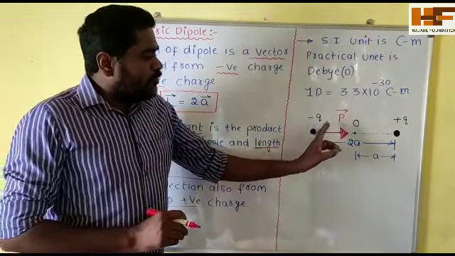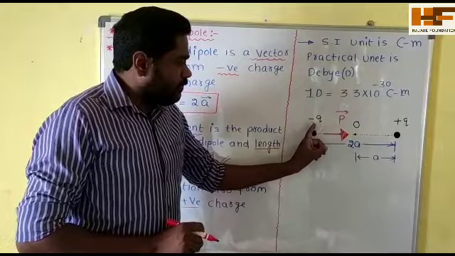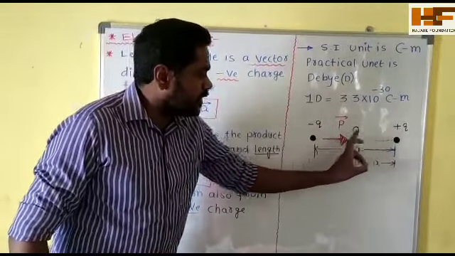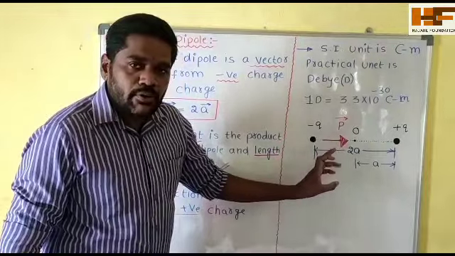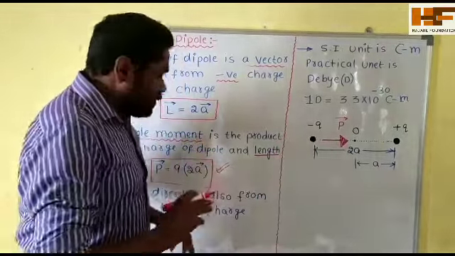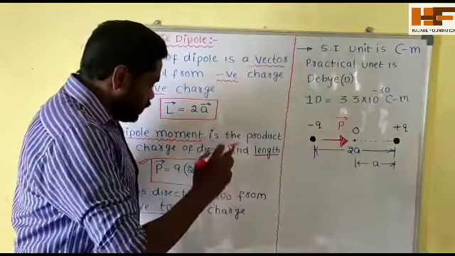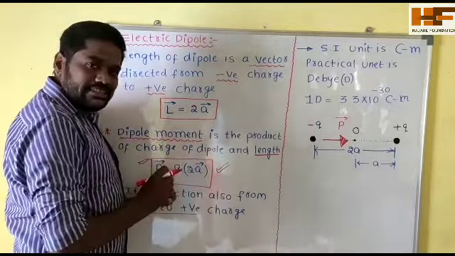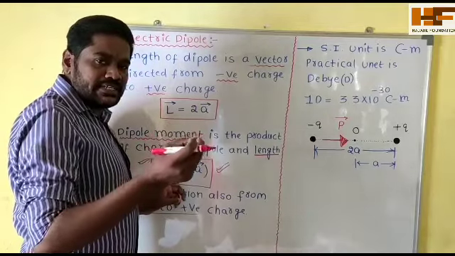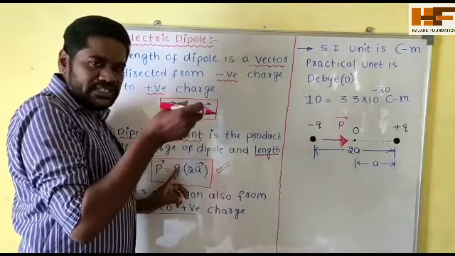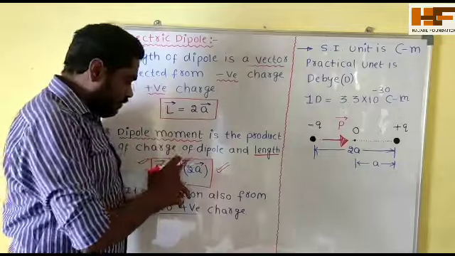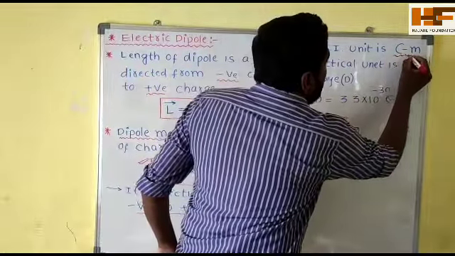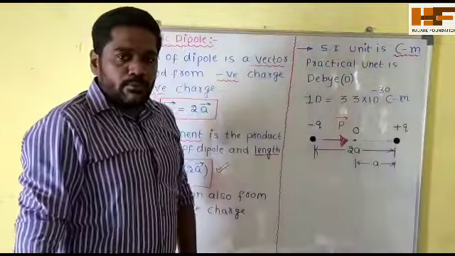Now what have we confirmed? The direction of dipole moment is always from negative charge to positive charge. Therefore, this red arrow indicates its direction. Next, what is its SI unit? This Q is the charge, 2A is the length. Generally length we should measure in centimeter or meter, but it is a very small distance, so that's why I am giving centimeter. Therefore, coulomb meter is the SI unit of the dipole moment.